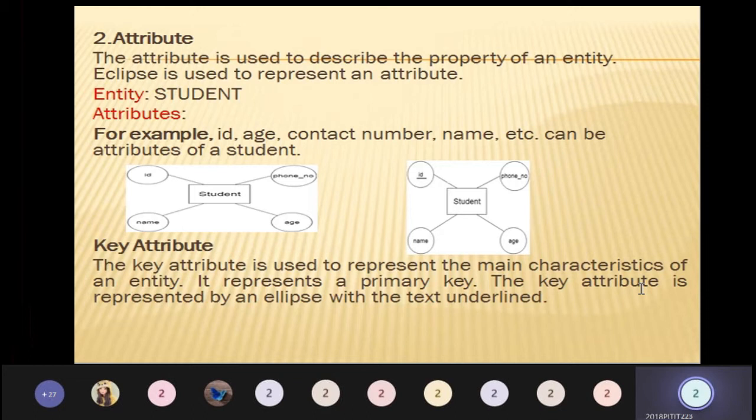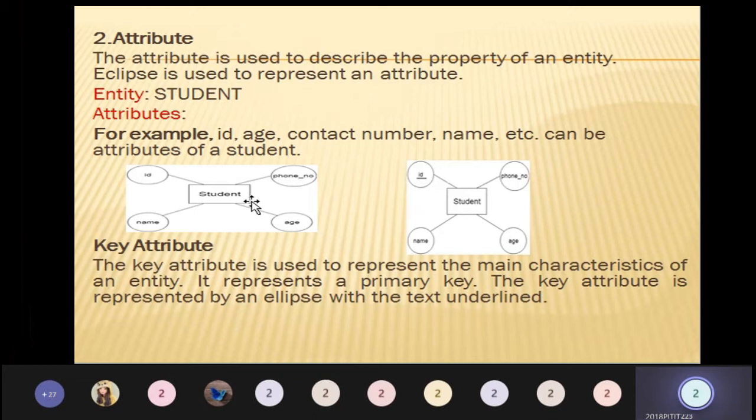Okay, here we are going to take a student table. In that student table, the student is the entity, which is defined by the rectangular box. So that is called an entity. And then that student table has a student ID, phone number, age, and name. So these are the attributes used in that student table.